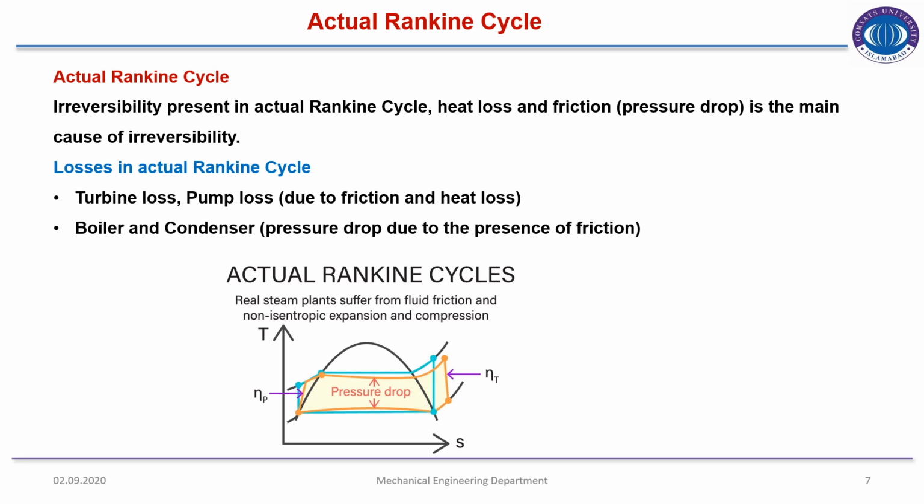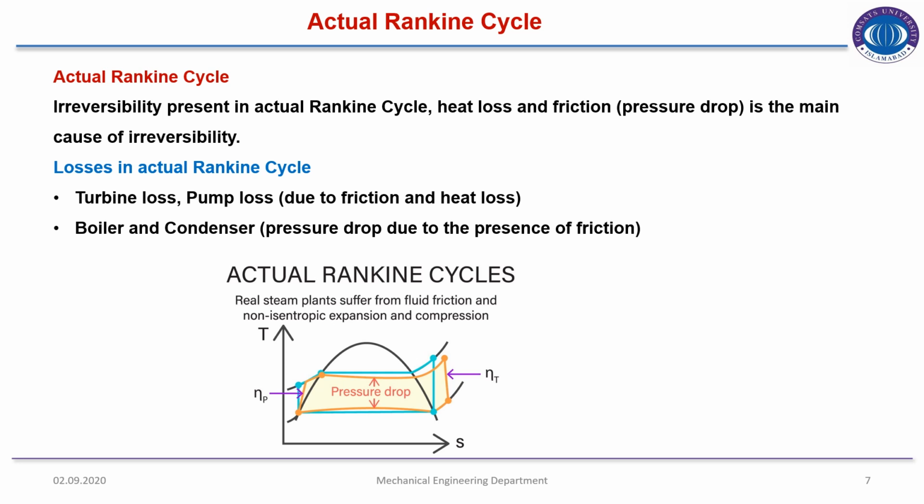This is the same schematic diagram. On the left hand side, the deviation between the blue and yellow lines represents the losses in the pump. Pump loss is due to the friction loss as well as the heat loss. On the top side, you can see this is the boiler process. In the boiler, there is a pressure drop which is due to the friction. So this deviation is in the boiler.